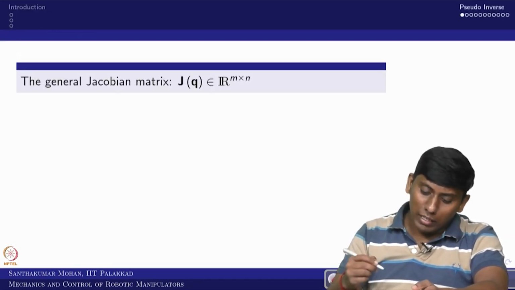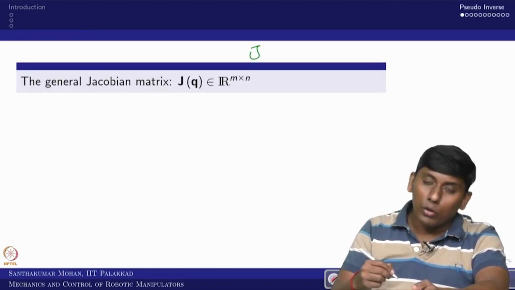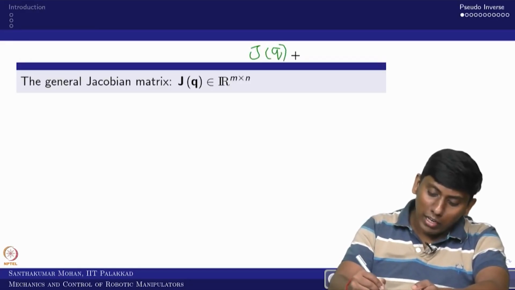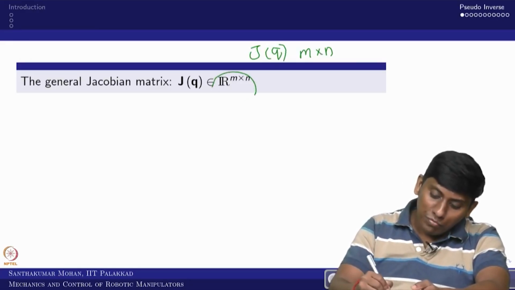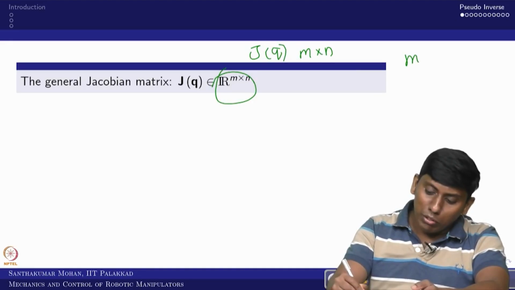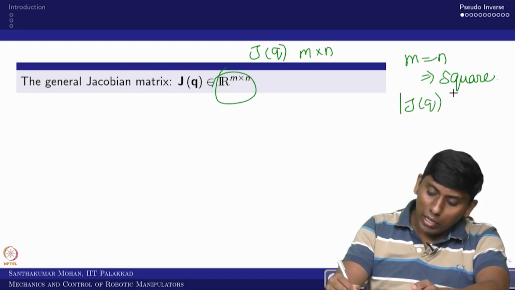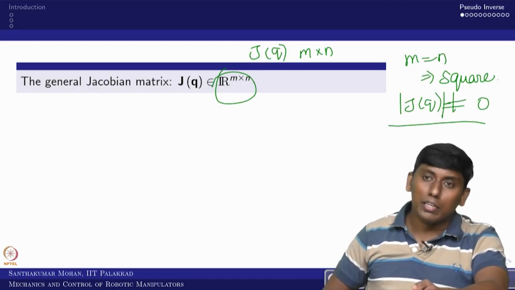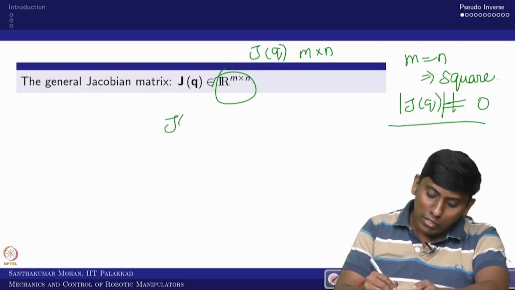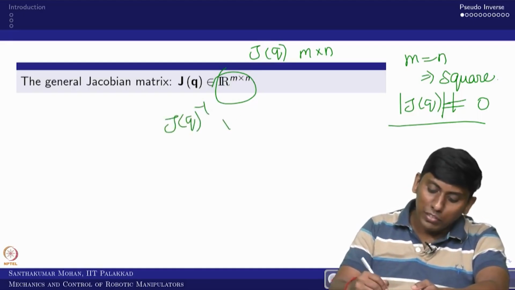So now we will see this J. This J of Q is having m cross n. If m equals n, then that gives a square matrix where the determinant of J is non-zero. Then you can see that if the determinant is non-zero, the inverse of J of Q exists.